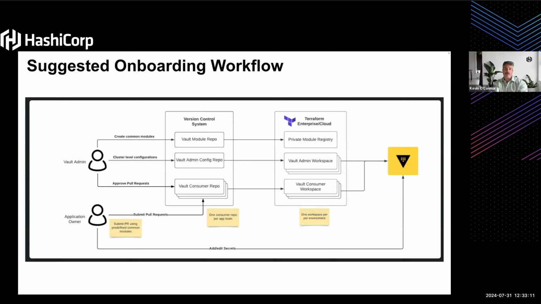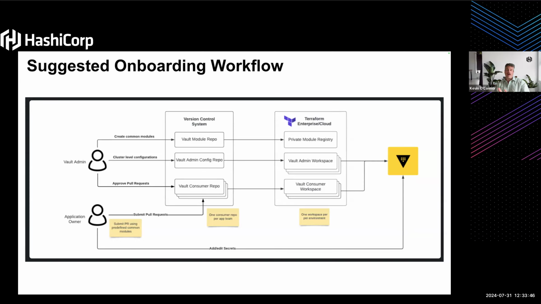So app owners would actually request access to Vault by using those common Terraform modules, right? And then making a pull request to the Vault consumer repository, which is actually owned by the admin team. So those pull requests are submitted to the consumer repo. They're reviewed and hopefully approved by the admin team. Once that PR is approved and merged and committed, Terraform is going to kick off a workflow to apply the changes to Vault, essentially getting the application team everything they need for access to Vault.